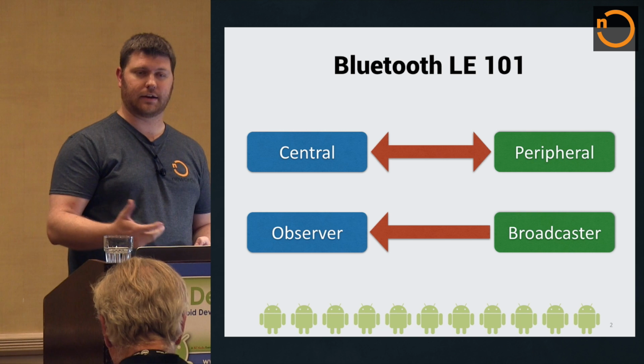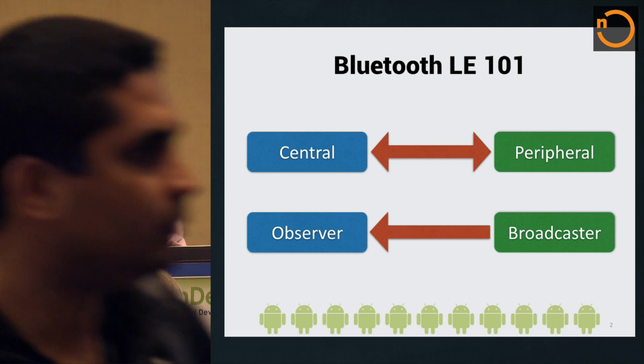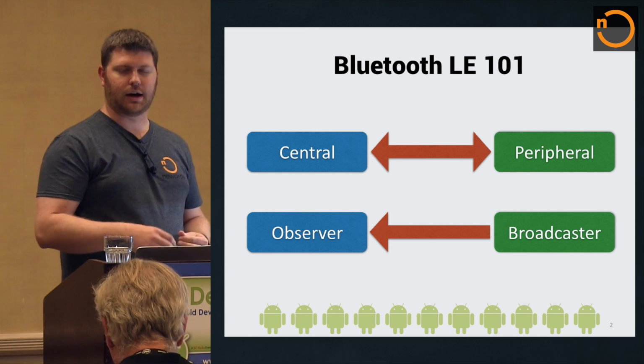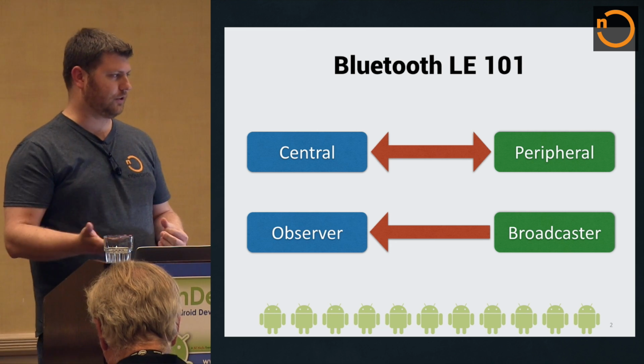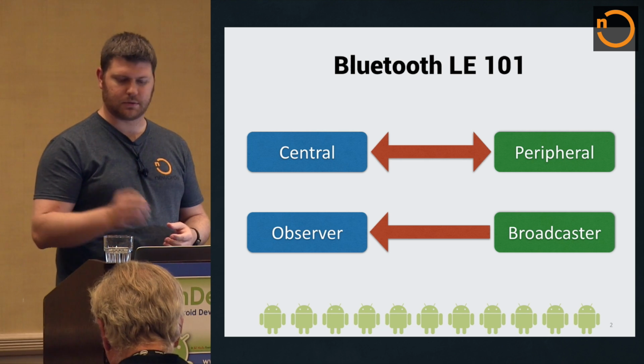A peripheral device, on the other hand, is something that you can advertise, but then a device can remotely connect to a peripheral and get further information from what are called the services and characteristics on that device. And we'll talk about how all that stuff is put together. So that's kind of the distinction between those two.